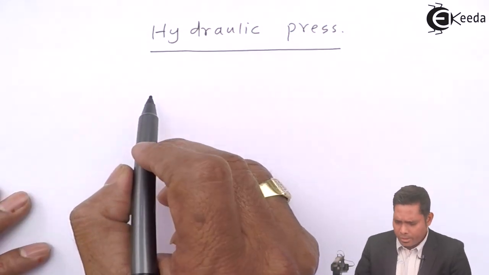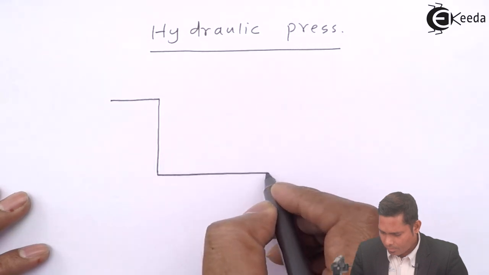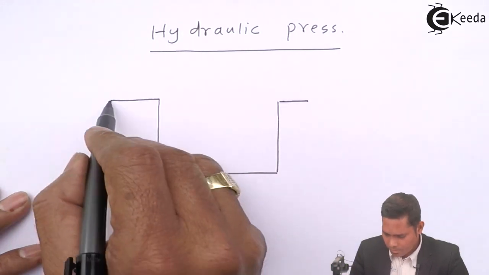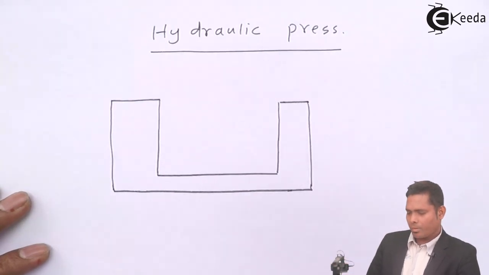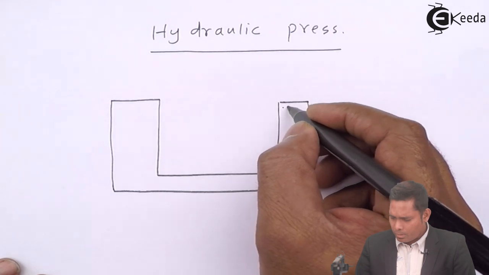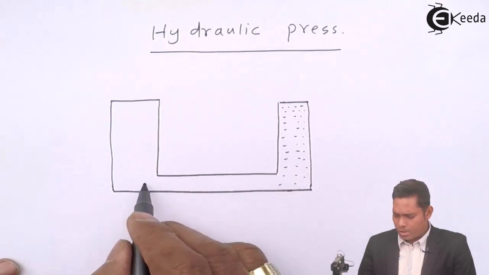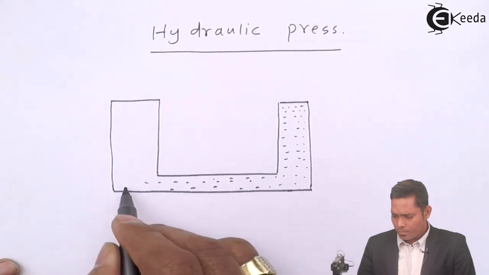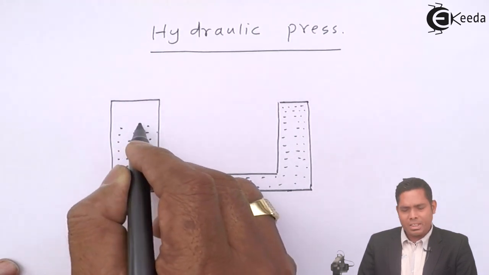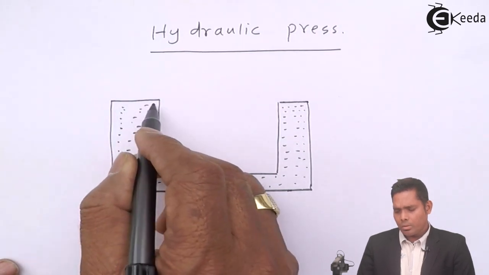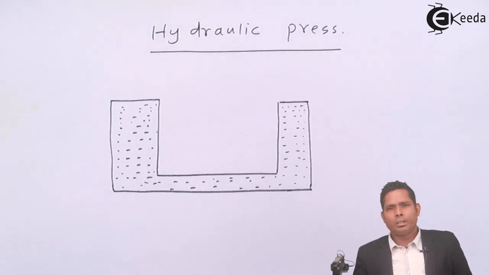In a hydraulic press, we have a cylindrical U-tube like this. Here we have, suppose, liquid, say water. Hydraulic means it is operated with water mostly. So the word press implies to press the object, to reduce its volume or to give different shapes.